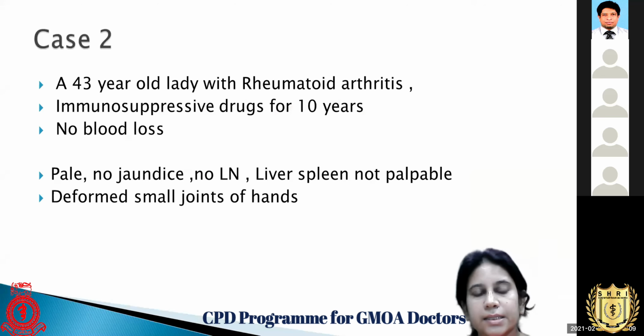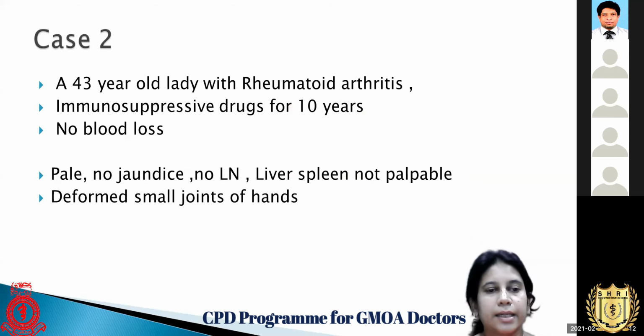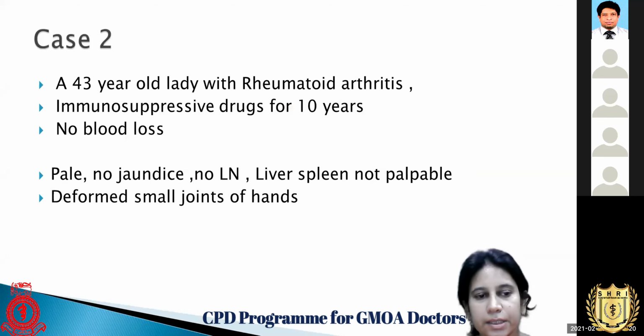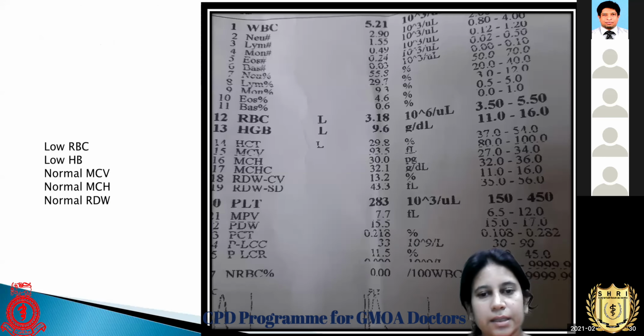Okay, we move to case number 2. A 43-year-old lady with rheumatoid arthritis on DMARDs for 10 years, no blood loss. On examination, pale, no jaundice, no lymph nodes, liver and spleen not palpable, and deformed joints of the hand. So this is the full blood count that is provided. We go by one, and WBC 5,210.